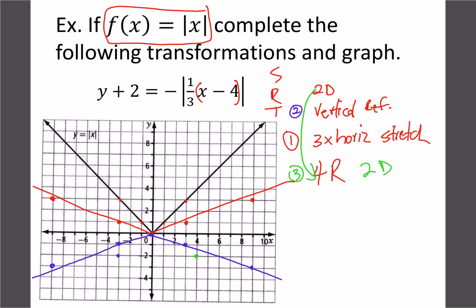4 to the right and 2 down would be to there. The last one, 4 to the right is over here. 2 down would be something like that. So there's our one side.